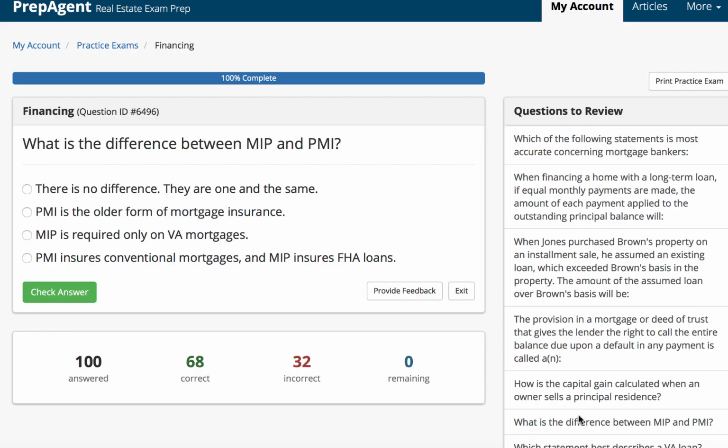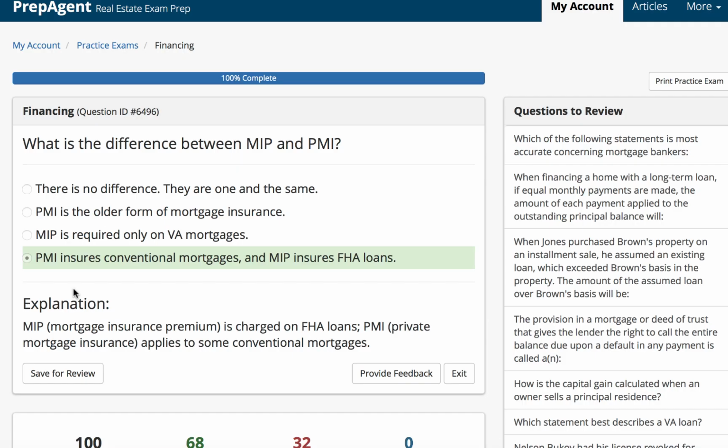What is the difference between MIP and PMI? I think PMI insures conventional mortgages and MIP insures FHA loans. You have been studying. Or memorizing, I'm afraid. Well, this is the kind of thing you do want to memorize. I mean, because that's kind of the word definition right there. That's not so much context.